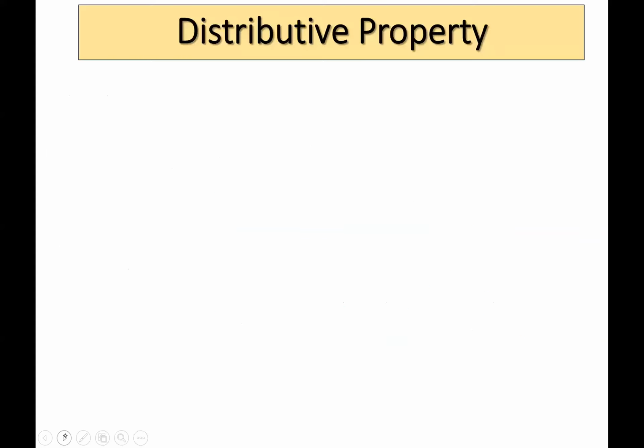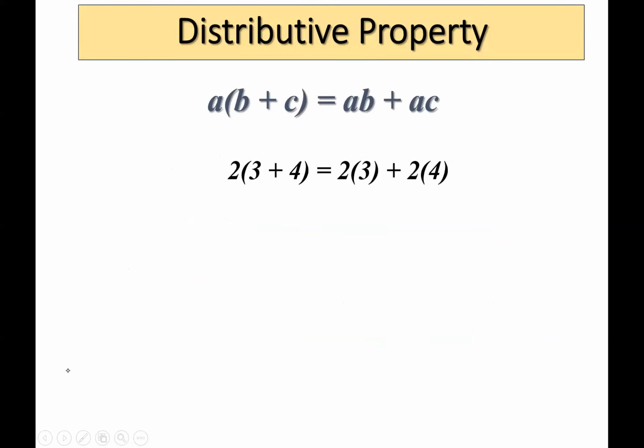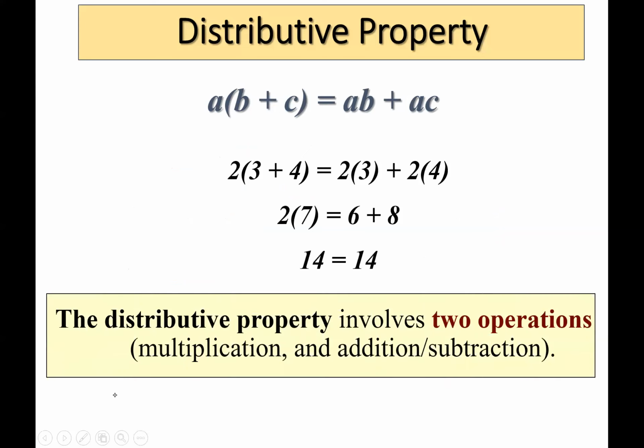All right. So here's our last property. This one is called the distributive property. We're going to use this one a lot coming up. Here's the official definition or algebra example: A parentheses B plus C is equal to AB plus AC.